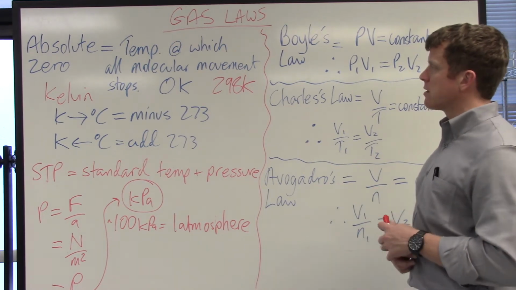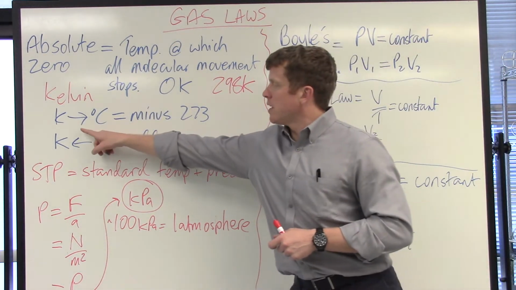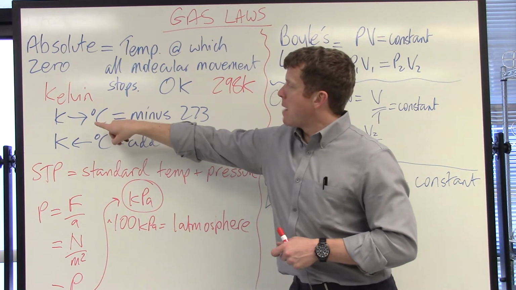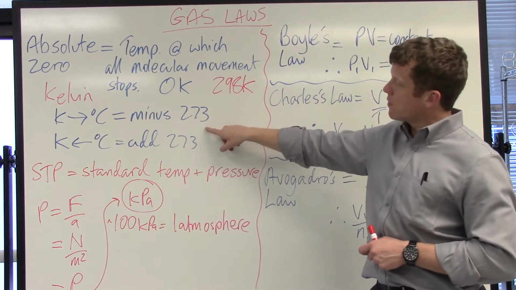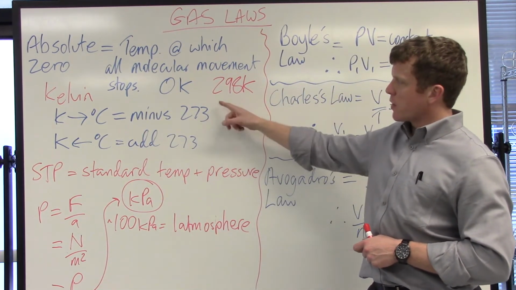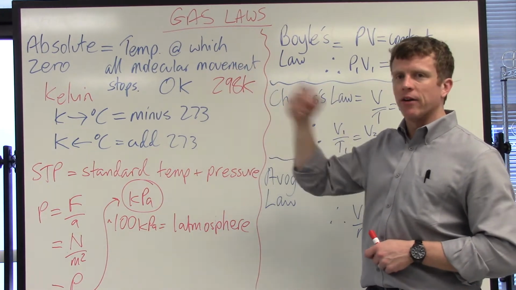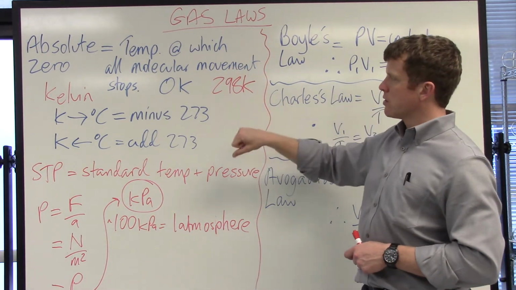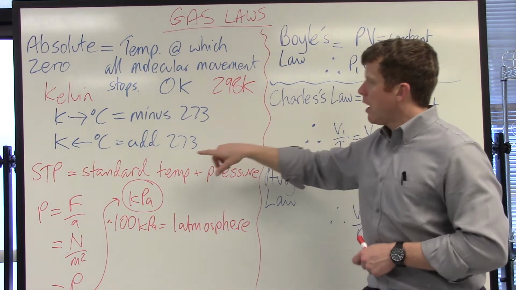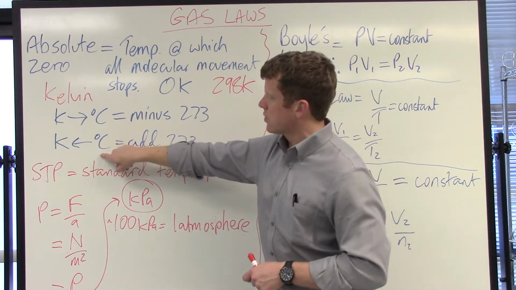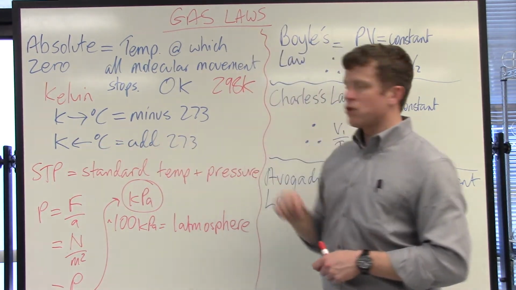So what we do is to convert between kelvins and degrees Celsius, you subtract 273. Another way to think about it, Kelvin temperatures are always a lot bigger, so they'll always be in the hundreds. Well, much bigger. To convert between degrees Celsius and kelvins, then you add 273.